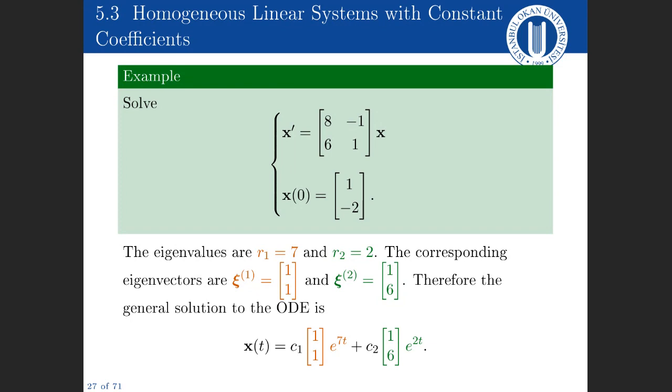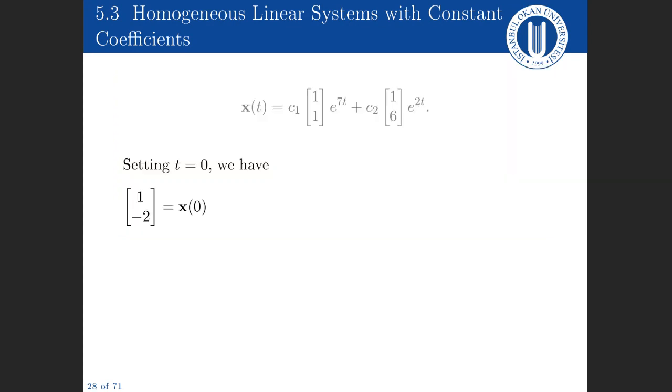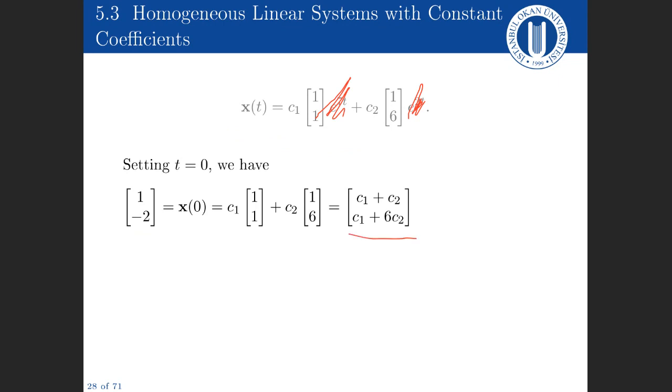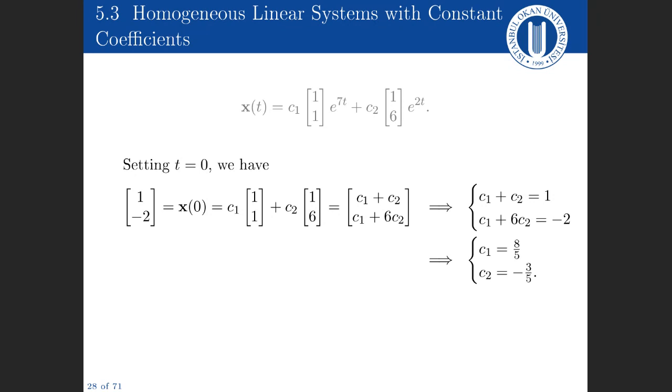All that's left is to choose the constants C1 and C2. I've written our general solution at the top. We're going to set t equal to 0, and we need to satisfy that x of 0 is equal to 1, minus 2. Setting t equal to 0, the exponential functions will just disappear because e to the power 0 is 1, and we obtain c1 plus c2, c1 plus 6c2. So c1 plus c2 must be equal to 1, and c1 plus 6c2 must be equal to minus 2. This is a system of two linear equations. You know how to solve this. You studied this in linear algebra. So I'll just tell you the answer. The answer is that c1 must be 8 over 5, and c2 must be minus 3 over 5.